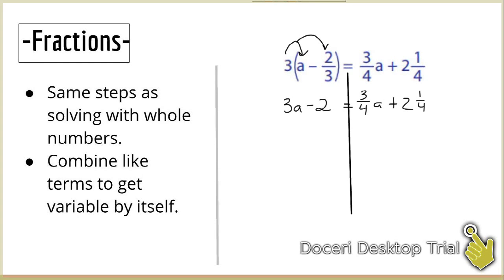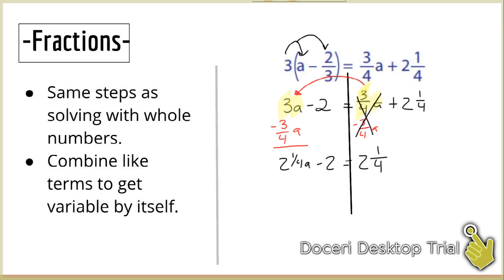So we want to start combining our like terms. Let's look at our variables and our coefficients. First of all, we notice that we have a 3a, and we notice that we have a 3/4 a. We want to go ahead and combine those. 3/4 a is smaller than 3a, so we're going to be moving that to the opposite side. Since 3/4 a is positive, we're going to be subtracting 3/4 a over here to our left side. So 3 minus 3/4 gives us 2 1/4. So we have 2 1/4 a minus 2 equals 2 1/4 on the right side.